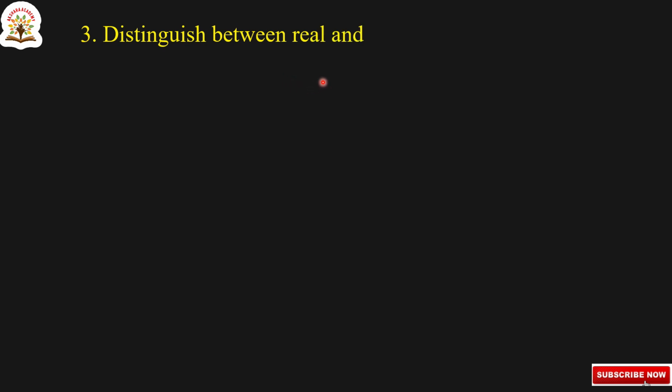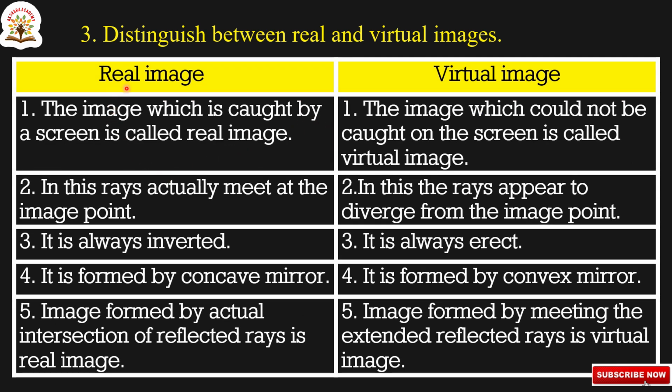Distinguish between real and virtual images. In this question, they are asking for the differences between real and virtual images. See this table, differences between real image and virtual image. The image which is caught by the screen is known as a real image, or the image which can be caught on the screen is known as a real image. The image which cannot be caught on the screen is known as a virtual image.